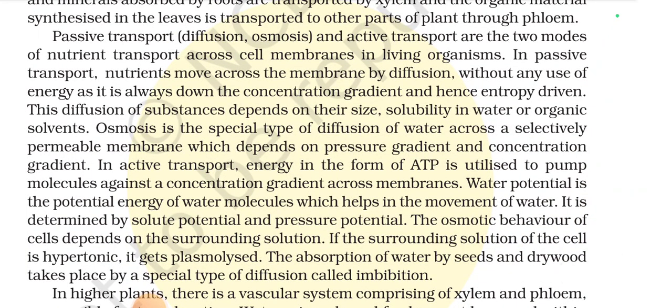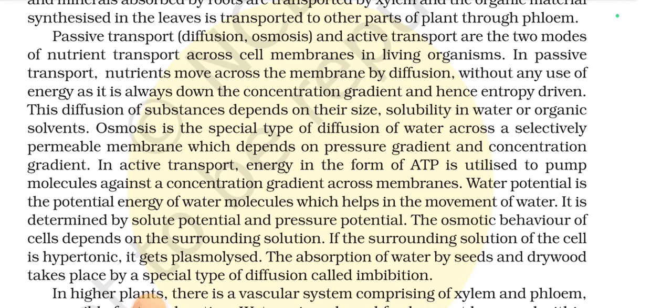Passive transport, diffusion, osmosis, and active transport are two modes of nutrient transport across the cell membrane in living organisms. In passive transport, nutrients move across the membrane by diffusion without any use of energy as it is always down the concentration gradient and hence entropy driven. This diffusion of substances depends on their size, solubility in water or organic solvents.